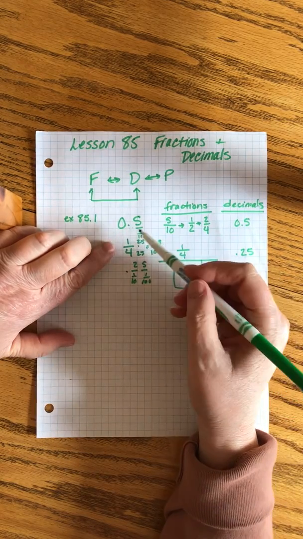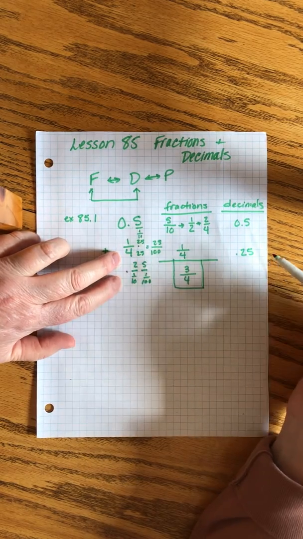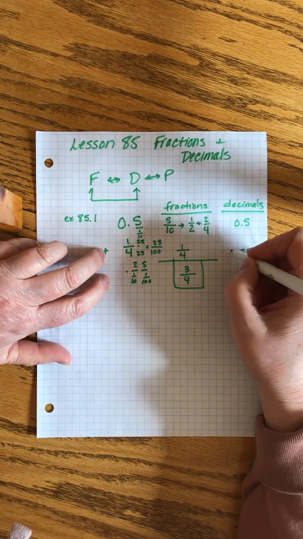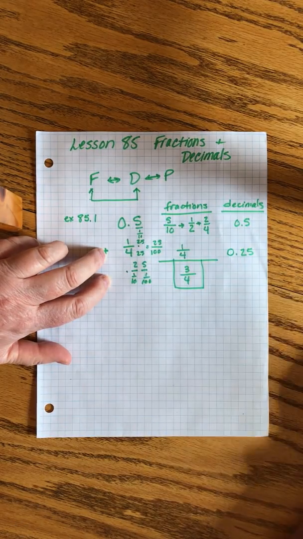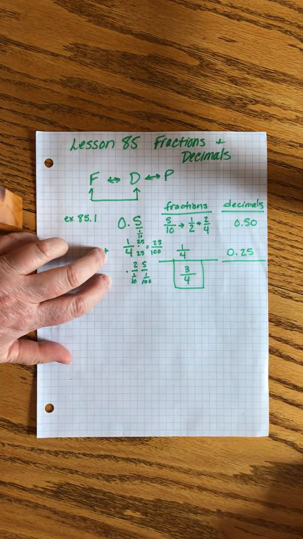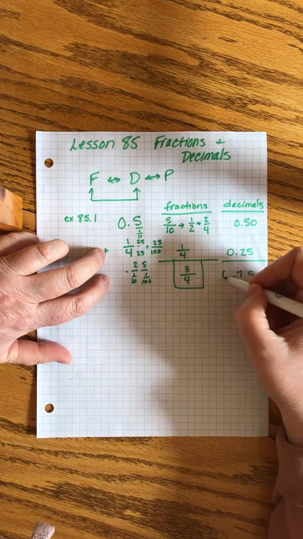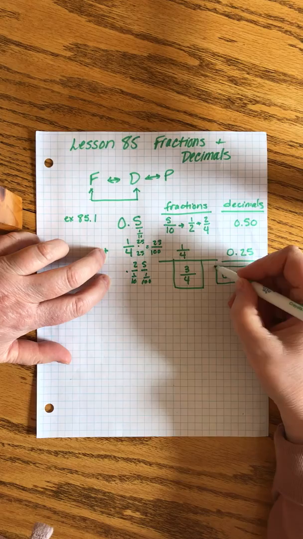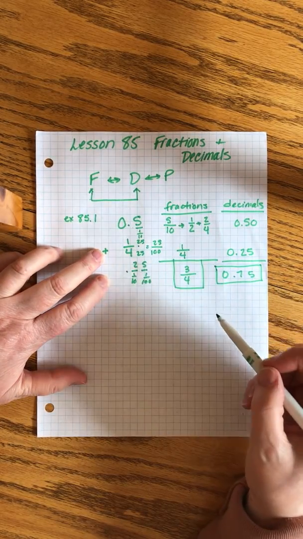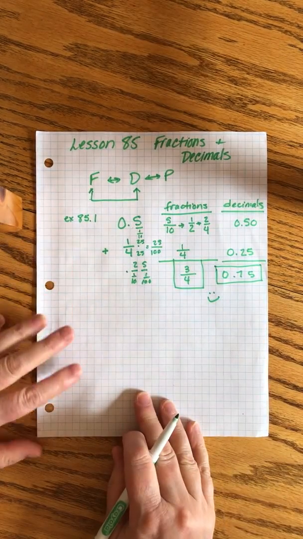Maybe your brain can jump all the way from 0.5 to 2/4 or from 1/4 to 0.25. If your brain can jump there faster than I'm showing you, that's fine. But I'm showing you a longer way of thinking it through. We can put the 0 there just to make them match. And then we can go, okay, this needs 2 decimal places to add. And now we add these, 5, 7. 0.75 and 3/4 have the same value. And so we're happy with the way that turned out.